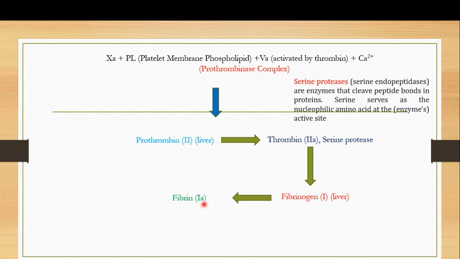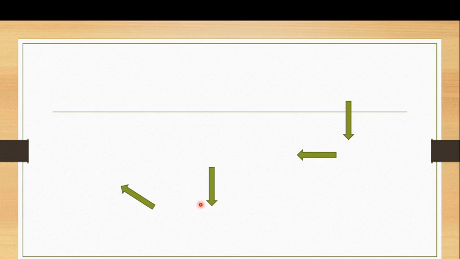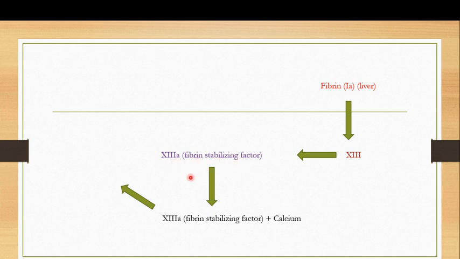What happens is that when fibrin, or factor 1, moves into its active state, it is going to act on factor 13, and when the fibrin acts on factor 13, factor 13 moves into its active state, which is factor 13A. And this factor 13A is a fibrin stabilizing factor. So when factor 13A combines with calcium, it is going to stabilize the fibrin plug that has been formed by the fibrin monomers.